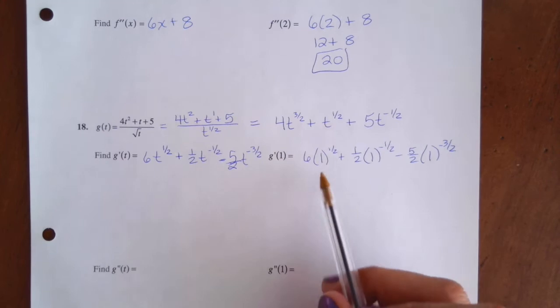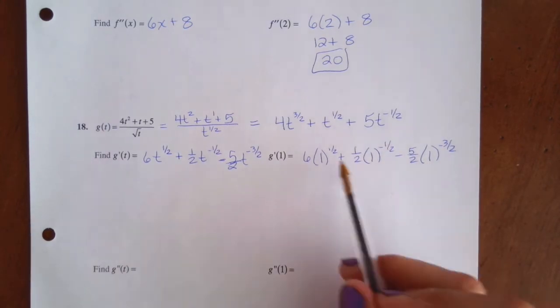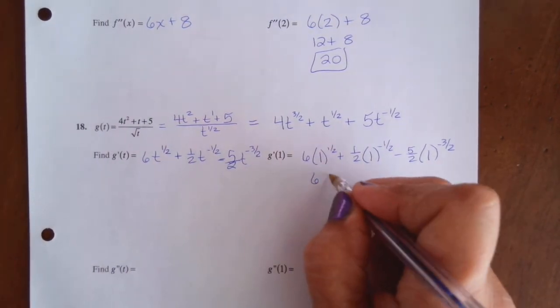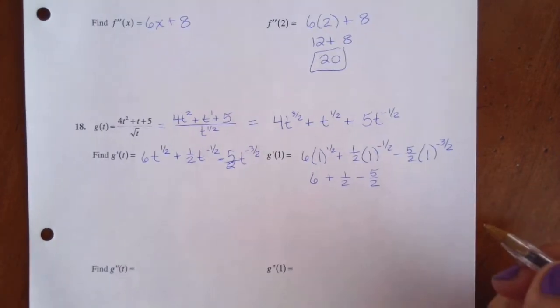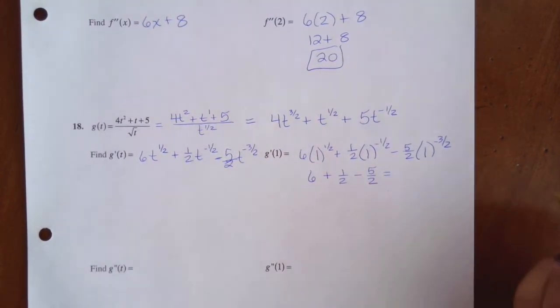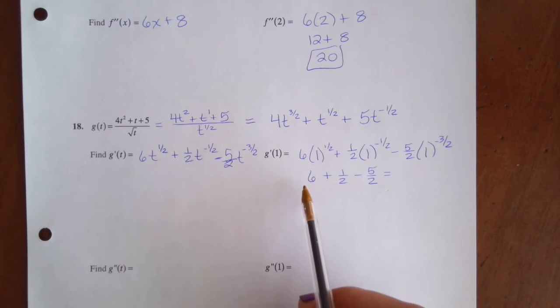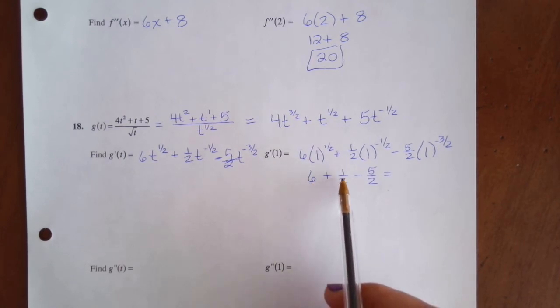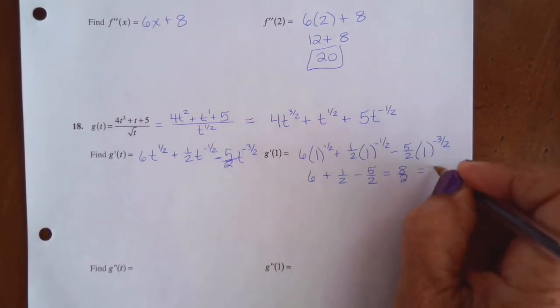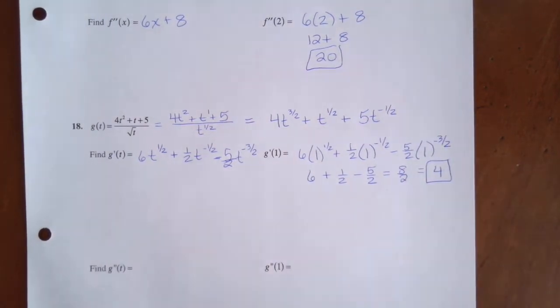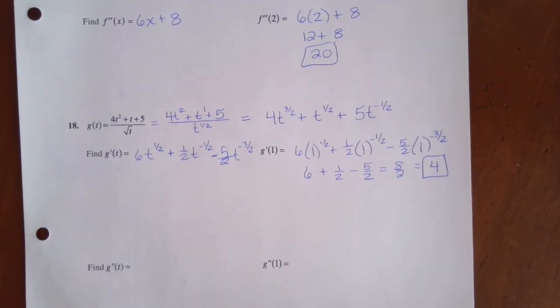All right, so remember, 1 raised to any power is 1. So we're just going to end up with 6 plus 1/2 minus 5/2. You can do that in your calculator, however you want to do that. This would be 12/2 if I got a common denominator. So 12 plus 1 is 13 minus 5, so I should end up with 8/2, which is 4. And it's fine to work that on your calculator if you're not a fraction person.